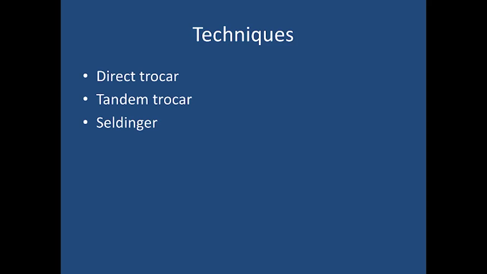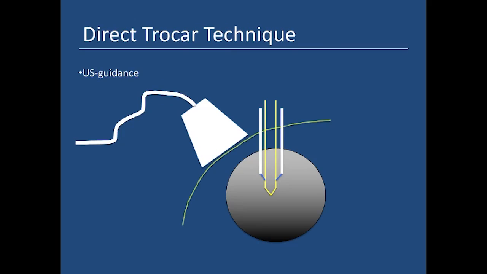That includes direct and tandem trocar, as well as Seldinger technique. Direct trocar technique for drainage procedure involves loading the drainage catheter on a sharp stylet and, using real-time ultrasound guidance, advancing that drainage catheter on that sharp stylet directly into the collection, and then once in, unscrewing the stylet and advancing the catheter into the collection.